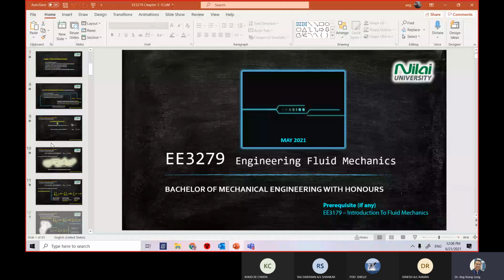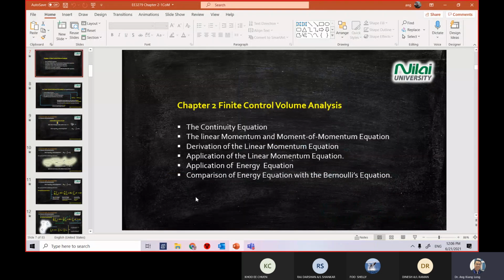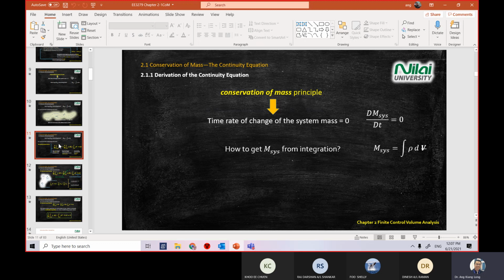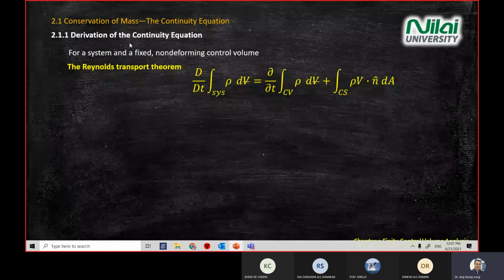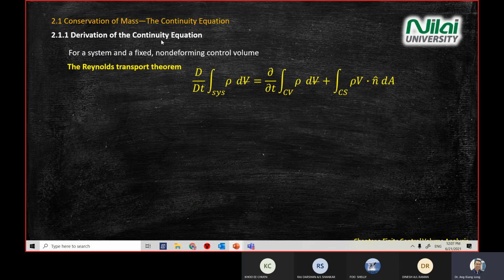Okay, just to recap what we learned so far. We are at chapter 2, finite control volume analysis, and we look at the continuity equation. The famous one is on these slides. Remember, what we're looking at is conservation of mass, and from conservation of mass itself, we can derive the continuity equation.